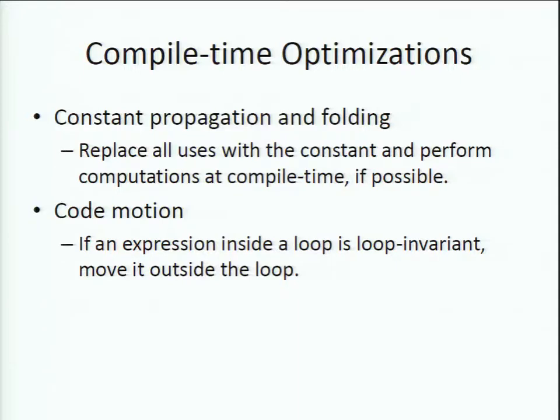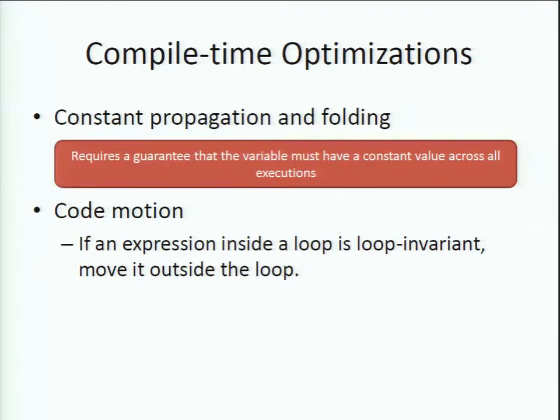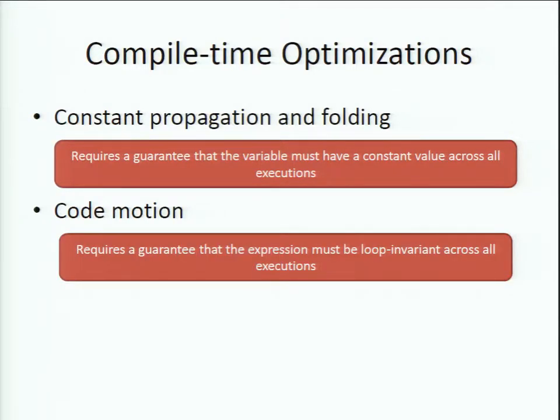We looked at these two optimizations. So what is required to perform them? Constant propagation requires a guarantee that the variable must have a constant value across all executions, because only then you can replace the use of that variable with a constant. And code motion requires a guarantee that the expression is loop invariant, which means that the value of the expression does not change across all executions. These are the guarantees that are required to perform these optimizations.